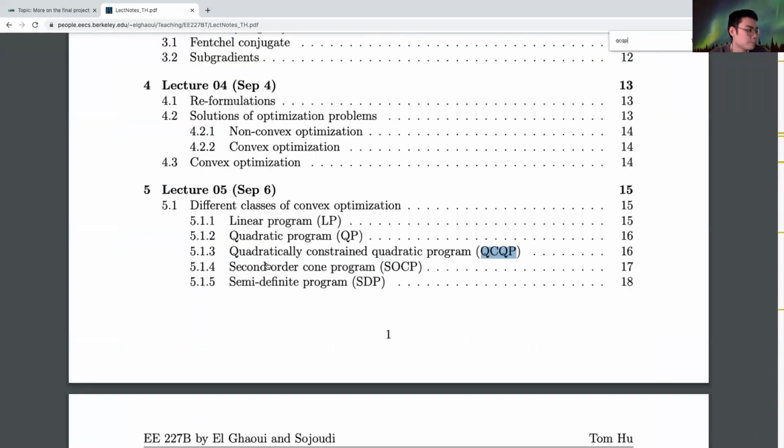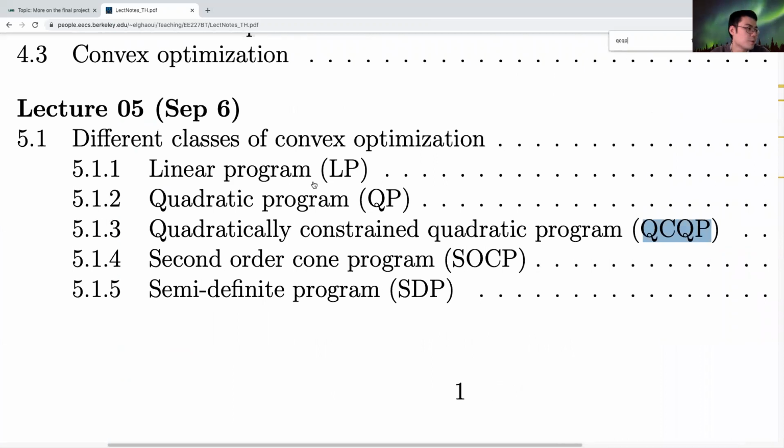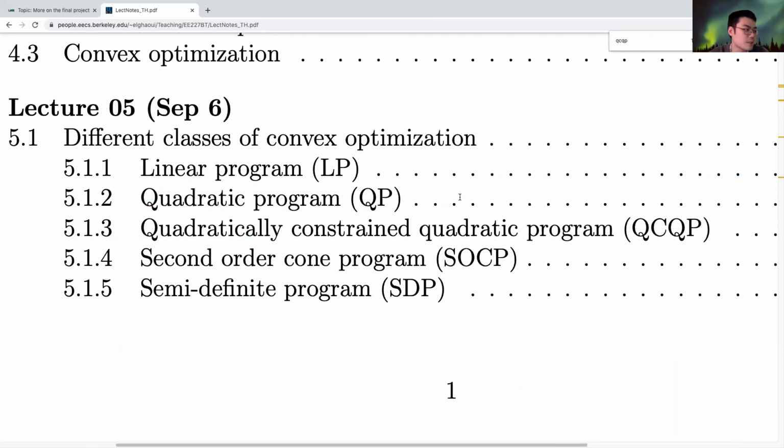For example, linear programming: if you can formulate your problem as linear programming, then you can use a linear programming solver to solve it. If you can formulate your problem as quadratic programming, then you can use a quadratic program solver to solve it. The rest of the computation and optimization, you just leave to that solver.